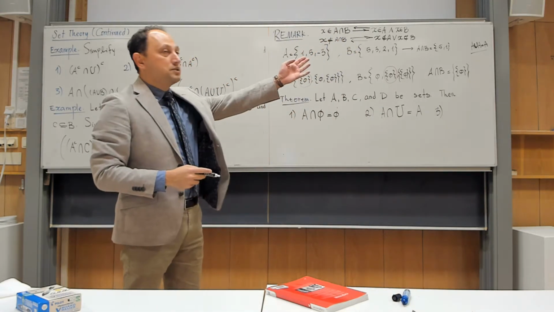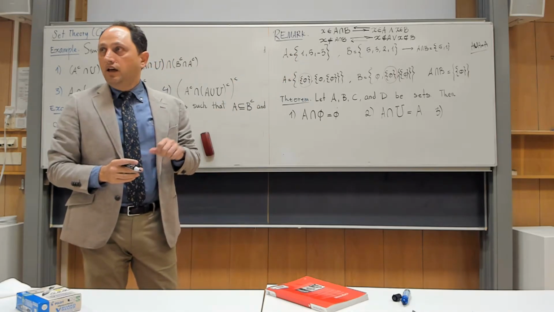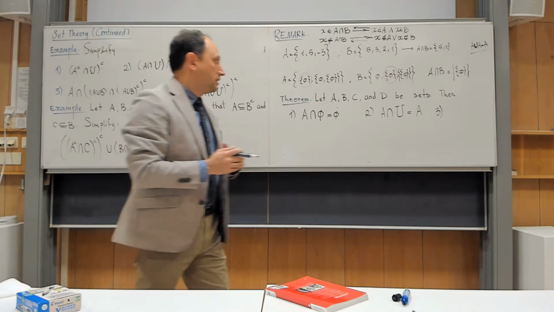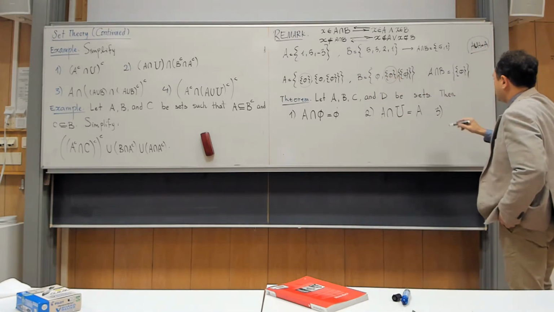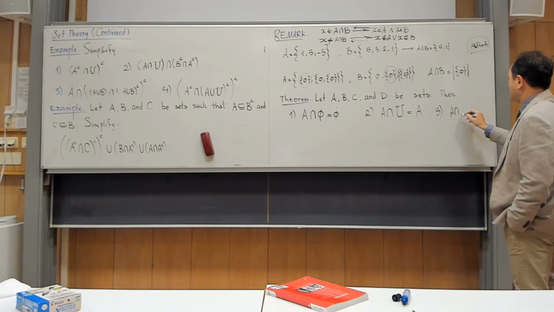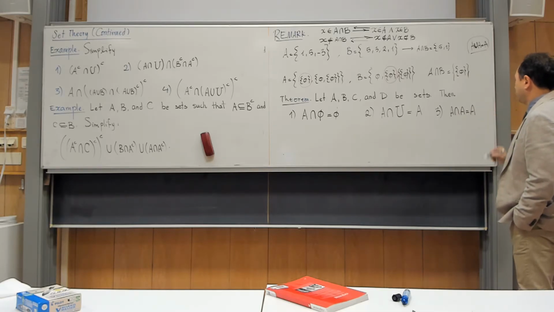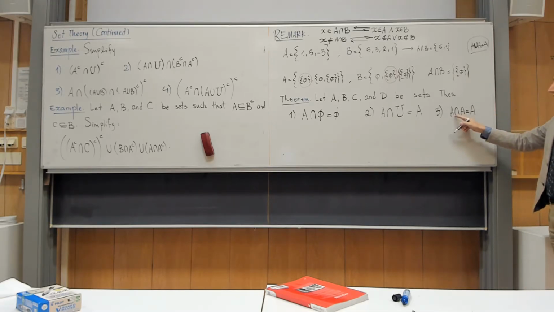Do we have the same scenario here in intersection? A intersection A is also A. So please go back and add it somewhere. So let me write here A intersection A is equal to A. So it is very nice. It doesn't matter how many times you repeat it in intersection, it's exactly the same thing.